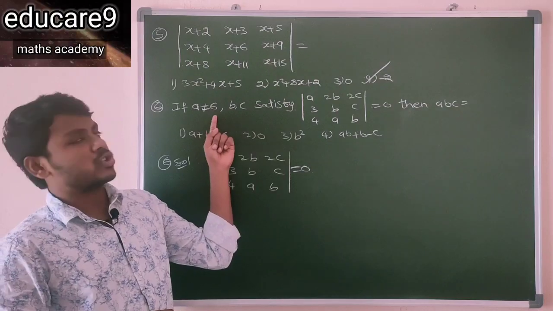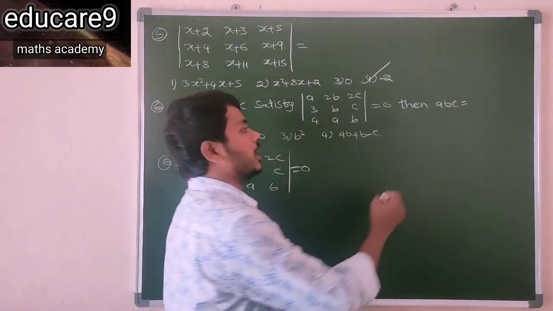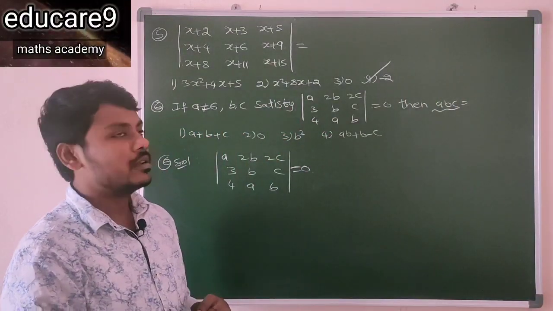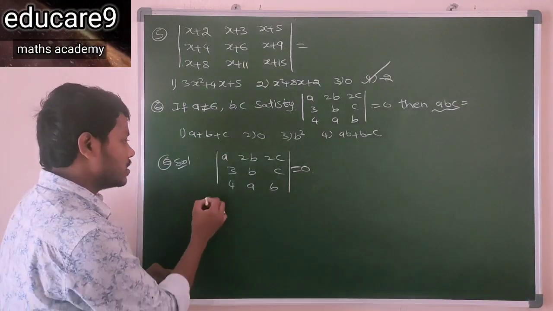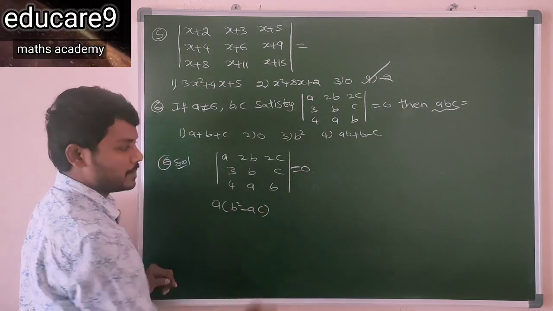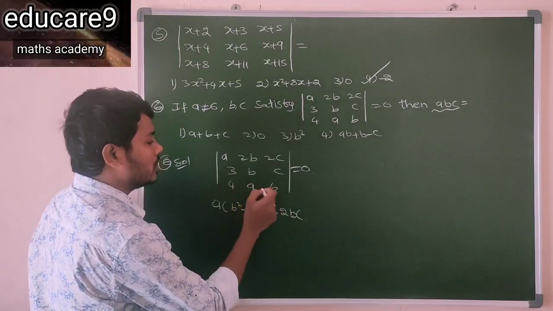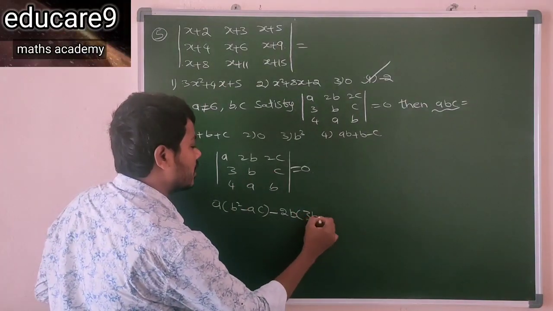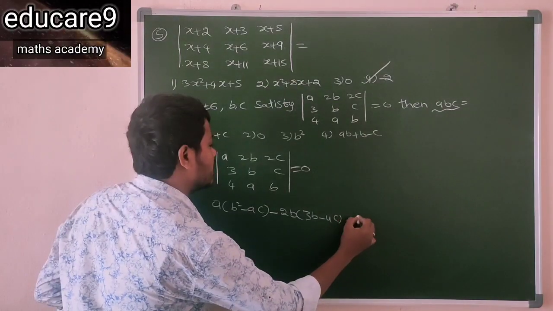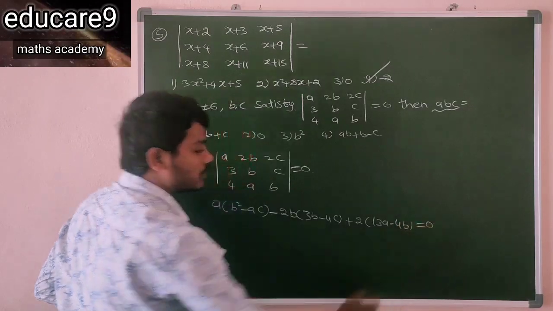A is not equals to 6 and B and C satisfying this determinant. Then you need to find the value of ABC. So this is the given thing. Now find this determinant. So what you get? A into B square minus AC. Next one, minus 2B into 3B minus 4C. Okay. Next plus 2C into 3A minus 4B is equals to 0.